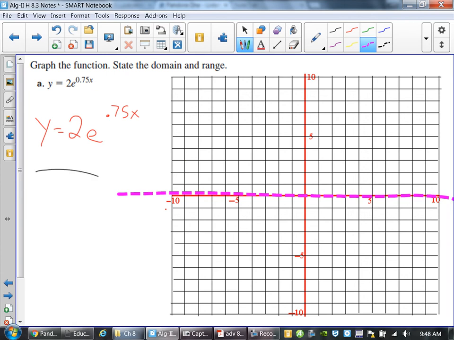So if you're picking out where your y-intercept is, you're just going to pick 0 for x. If you substitute in that, you're going to get 2 times, well, basically 1. Now, from there, it's a matter of picking another point. Usually you just pick the next number, 1 or 2 or something like that, and you just use your calculator to figure that out.